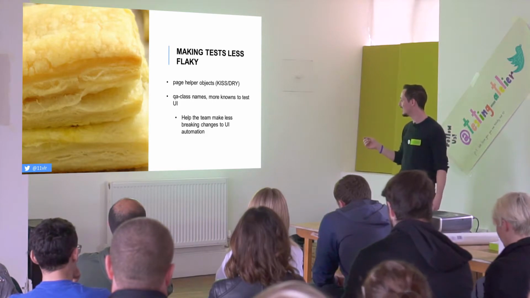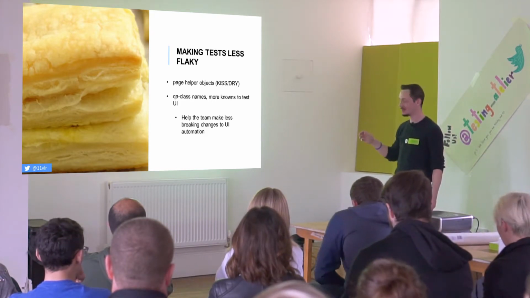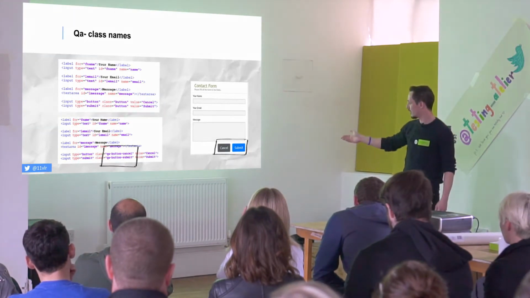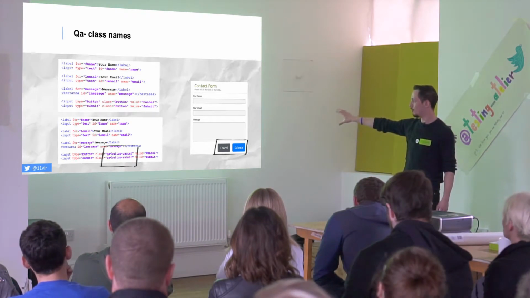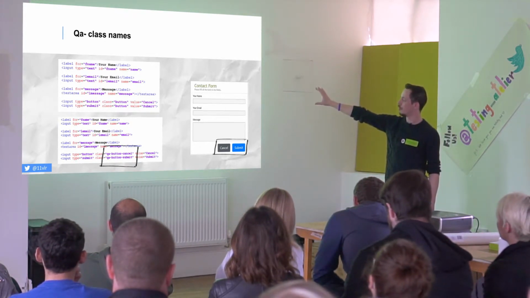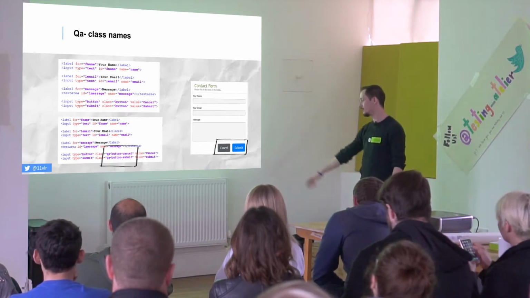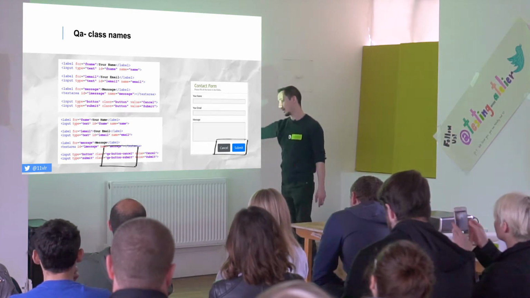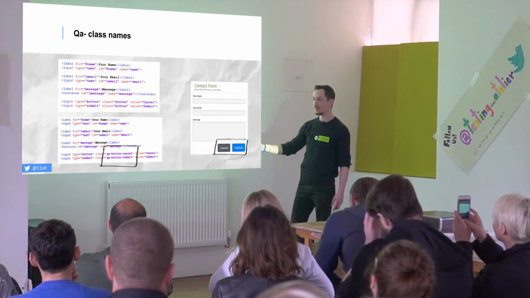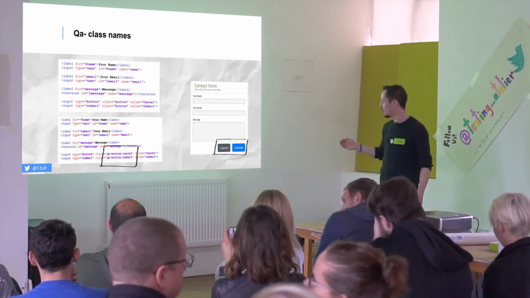What these will do is help the team make fewer breaking changes to the UI. For example, on the right-hand side, we have a form. The above code is what the code would look like before adding the QA selectors. So what we do is we identify the elements and we say it's qa, hyphen, element type, hyphen, and then the name of the element. So this gives us a few benefits.